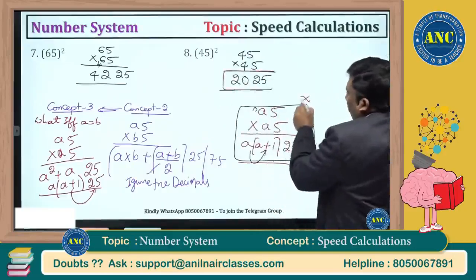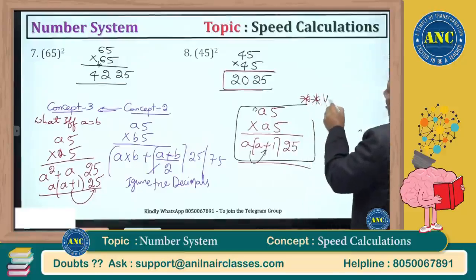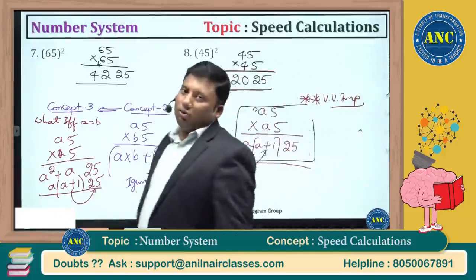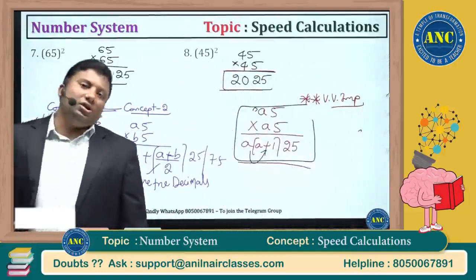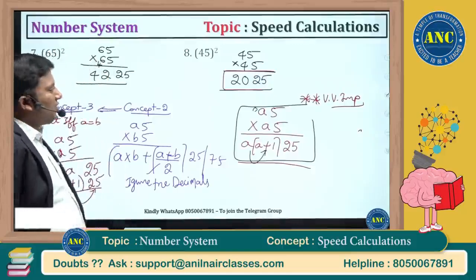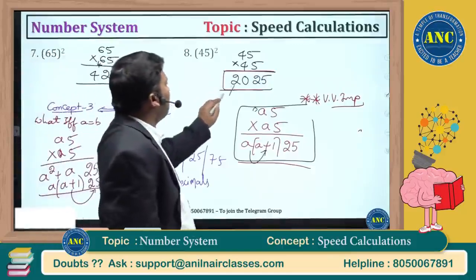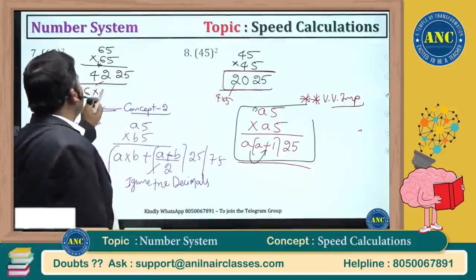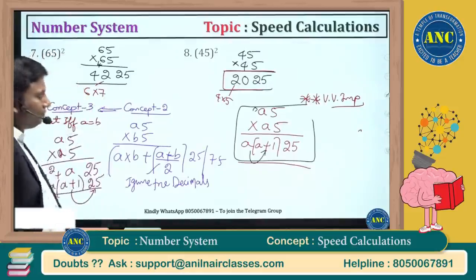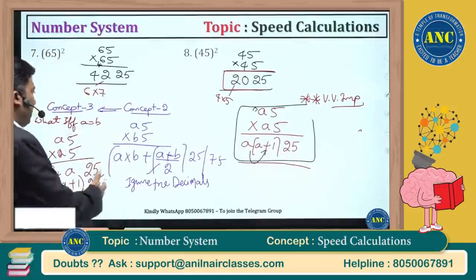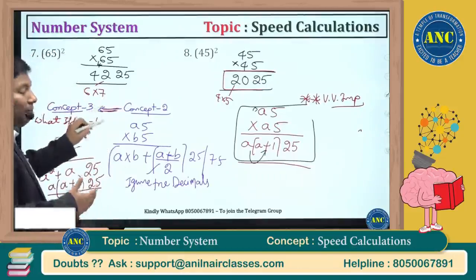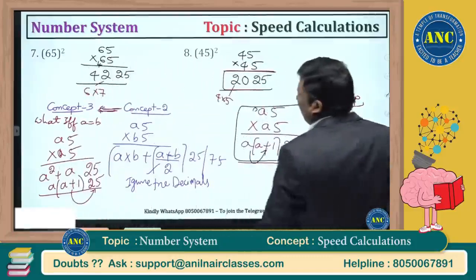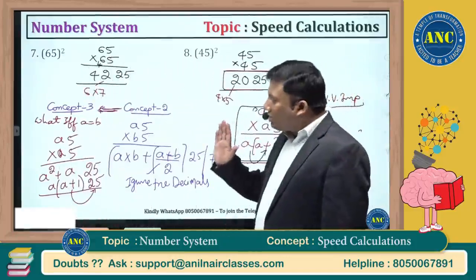I hope this proof is clear to you. Why did plus 1 come into the picture? Because when A is equivalent to B, A into B gives A square plus 2A by 2, which is A into A plus 1 ending with 25. So this is nothing but 6 into 6 plus 1. If anybody asks for a proof of why that plus 1 came into the picture, you can discuss concept number 1, then concept number 2, then concept number 3. I hope the idea is crystal clear to you.